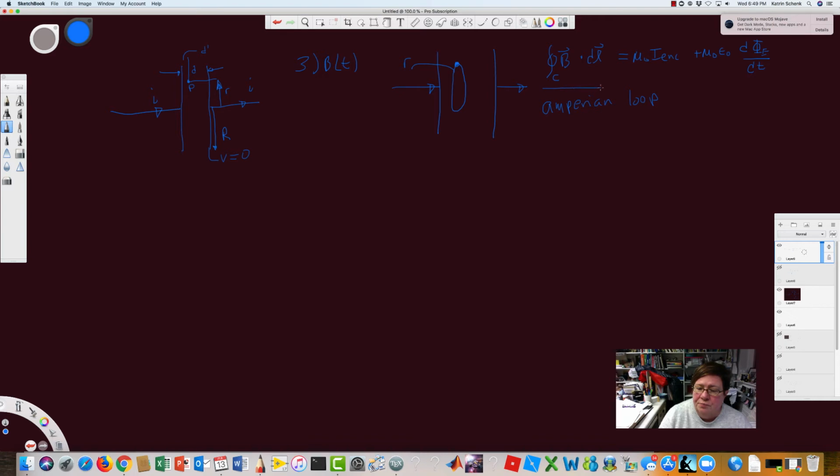Okay, this side. So we expect that the B field's going to point straight out towards me, straight this way. And I'm going to draw the Ampere loop over here from a different perspective. The dl is just a little tangent vector to the curve always. So that's dl. It's always tangent to the curve, okay? And so you can see that dl is going to be in the same direction as B, right?